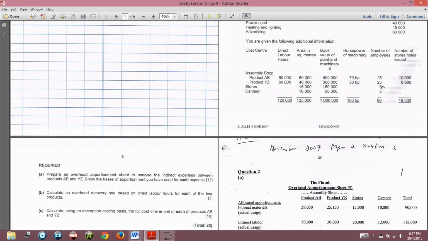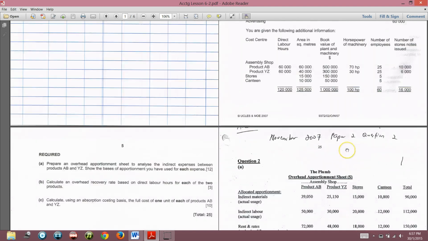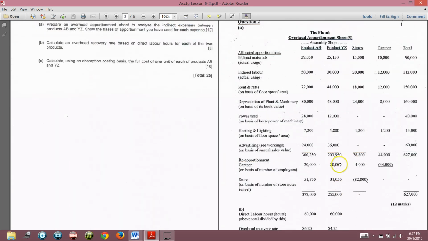So that means for the stores, the allocation of overheads for canteen will be 5 divided by 55 times 44,000, you get 4,000. Similarly, this one will be 25 divided by 55 times 44,000, you get 20,000, and so is this. So now 78,000 plus 4,000 is 82,000.